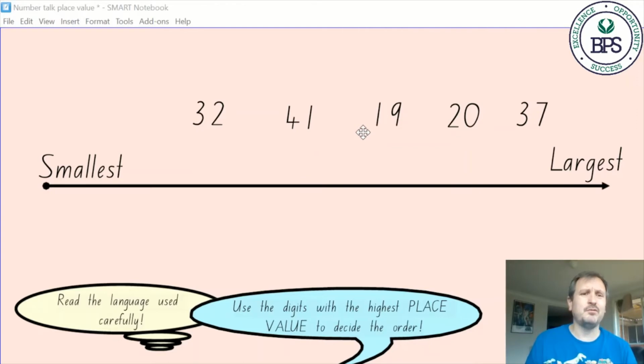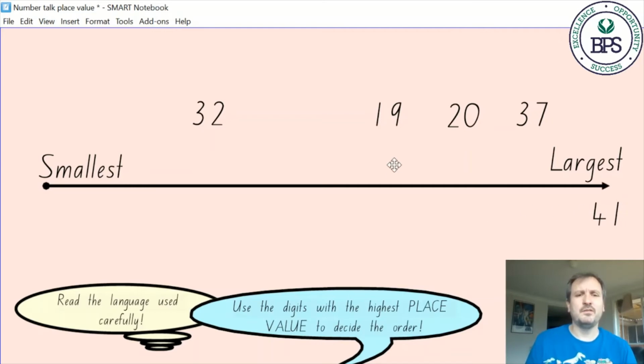If there were hundreds, it would be hundreds we'd be looking for. So we want to find the number that has the most tens, and that's going to be our largest number. So we have 3 tens here, 4 tens here, 1 ten here, 2 tens here, and 3 tens here. So clearly 41 with 4 tens is the largest number. Yes, it's only got 1 one, but the ones are fairly insignificant. The tens are the most significant number here.